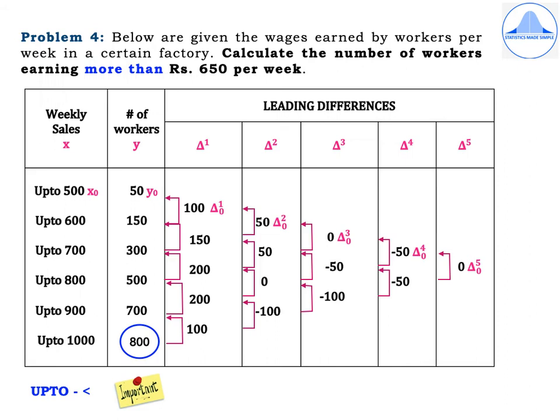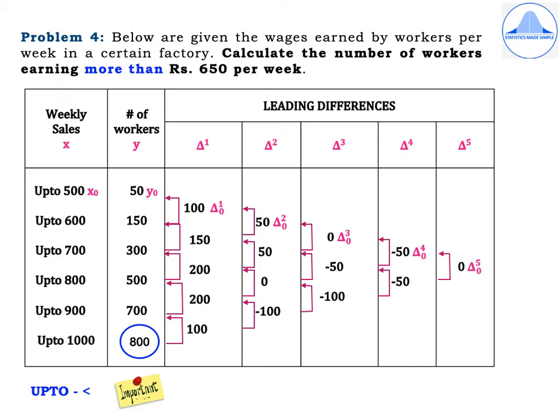Next, we calculate delta cubed. So 50 minus 50 is 0. 0 minus 50 is minus 50. Minus 100 minus 0 is minus 100. And 0, you will call it as delta naught to the power 3. Next, find out delta to the power 4, which is minus 50 minus 0 is minus 50.